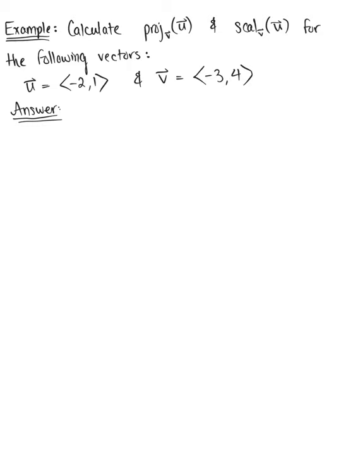Calculate the projection of vector u onto vector v and the scalar component of vector u onto vector v for the given vectors u and v. So here, let's start by recalling that the projection measures the amount of a shadow one vector casts onto another.